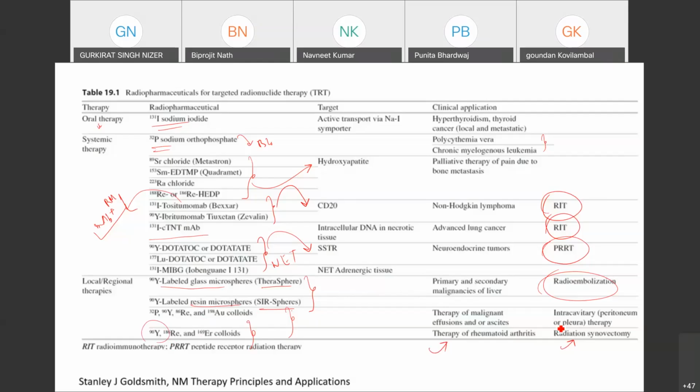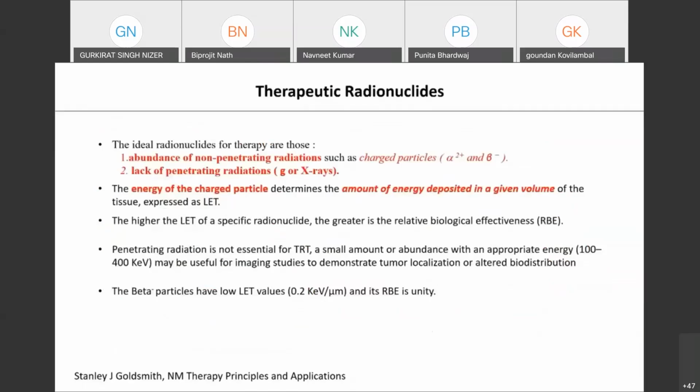So in this chart, we have seen a lot of pharmaceuticals being used for TRT. So whenever I use the term TRT, that means targeted radionuclide therapies. I will use TRT for simplification. So next I will talk about the ideal properties of ideal therapeutic radionuclides. The radionuclides which are being used for therapy must have some basic ideal properties.